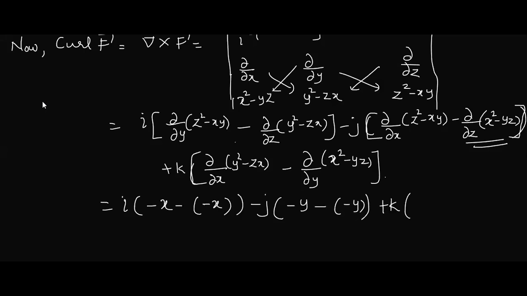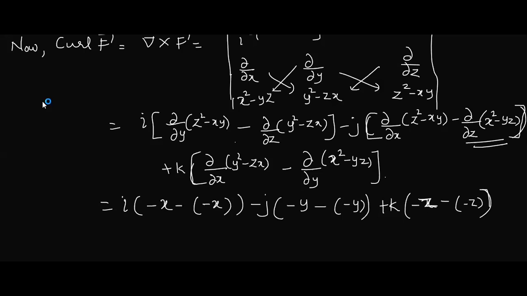Plus k into. What is the derivative of this bracket now with respect to x? Is it minus z? Yes, minus z. You are 100% right. Again, the derivative of the bracket with respect to y is minus z. So you can clearly observe in the bracket it is minus x plus x, which is 0.